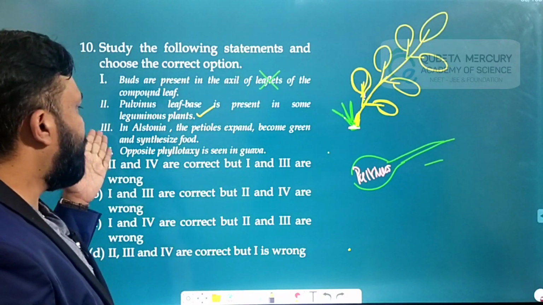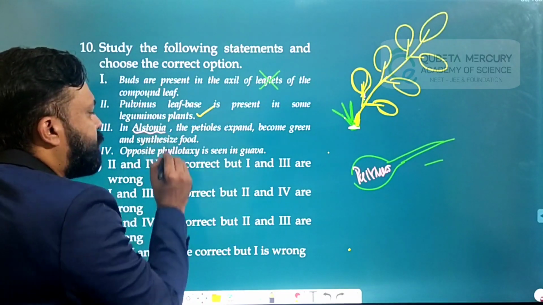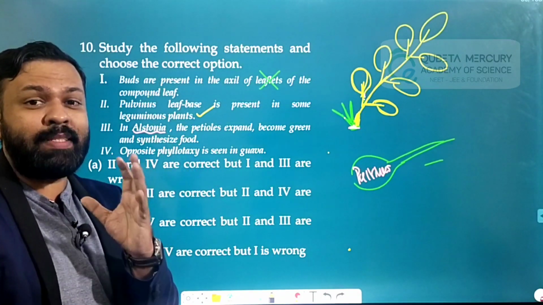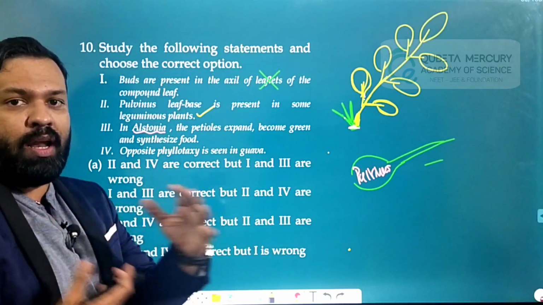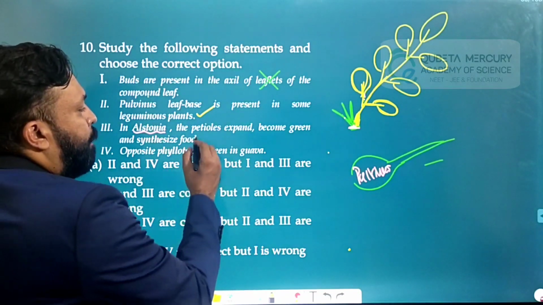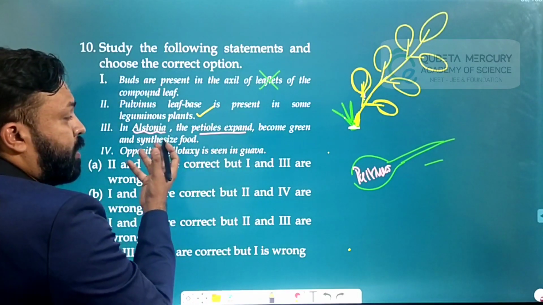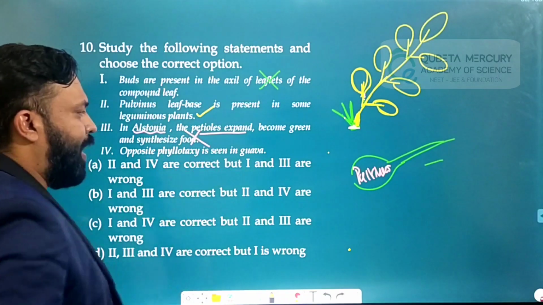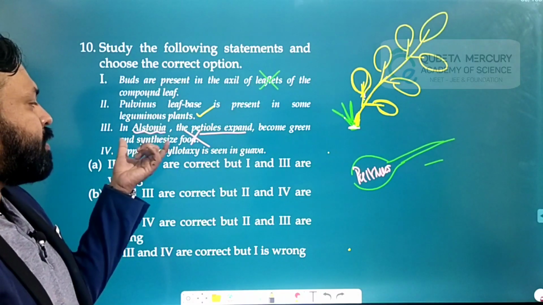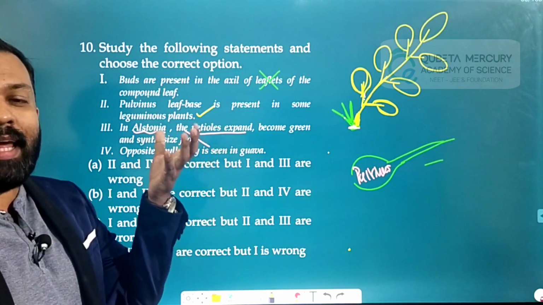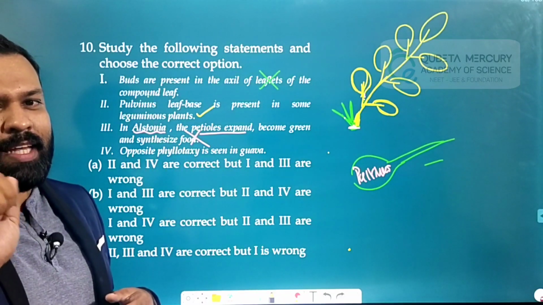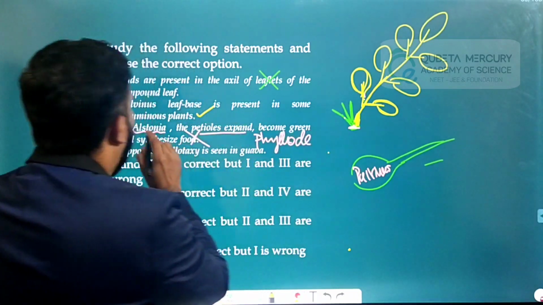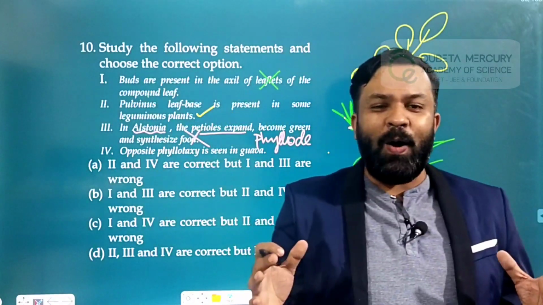Statement 3. In Elstonia, which is meant for whorled phyllotaxy, more than 2 leaves develop from a single node and are arranged as a whorl, a layer around the stem. The petioles expand and become green and synthesize food? Not at all. That is describing the Australian acacia, right? That is not shown by Elstonia, but by Australian acacia.